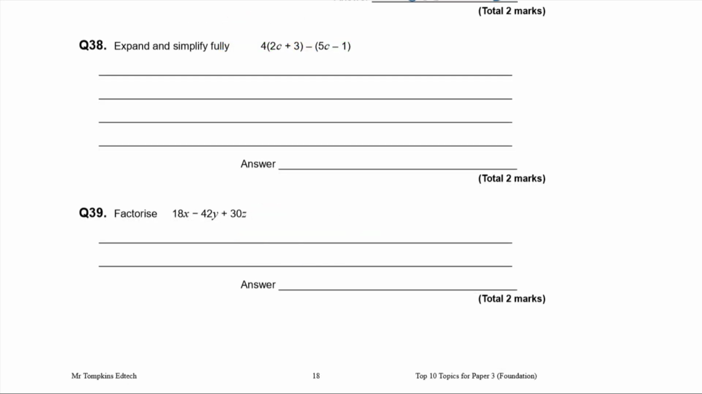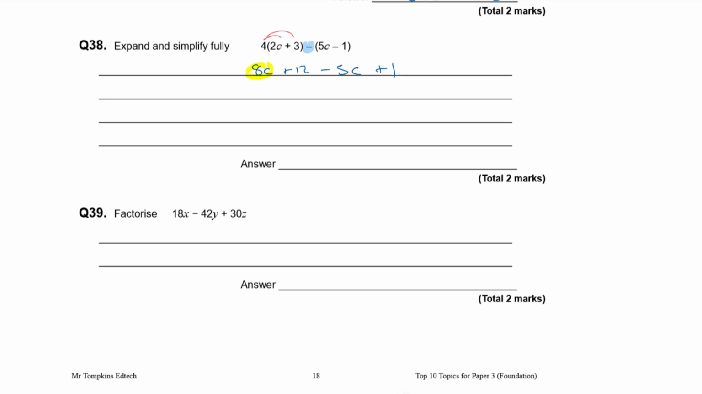Okay. Right, next up I've got a similar question. 4 lots of 2c and 4 lots of 3 is going to give me 8c plus 12. Now this thing here, we've just got a minus sign there, no number. That actually means minus 1, isn't it? It's minus 1 lot of that bracket. Minus 1 lots of 5c is going to be minus 5c. And minus 1 times minus 1 is actually plus 1. So again, the sign flips on that last term because a minus times a minus is a plus.